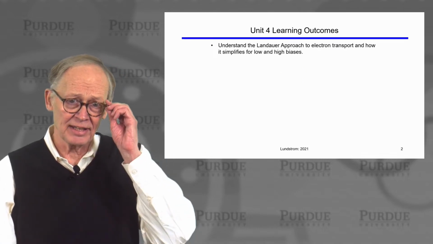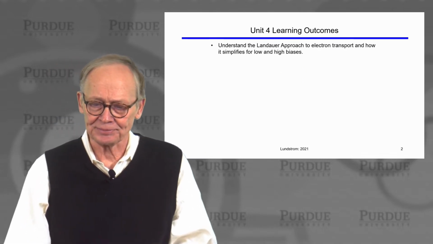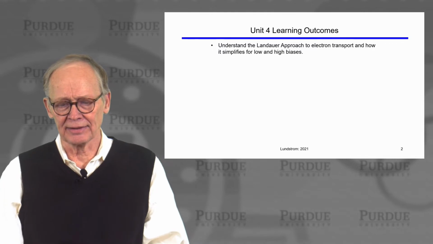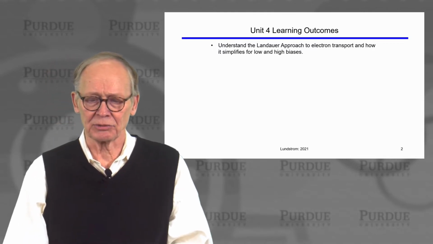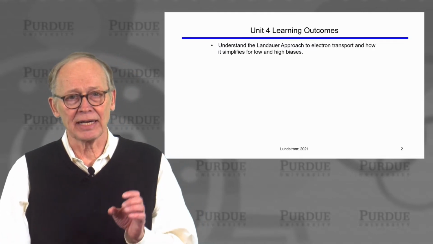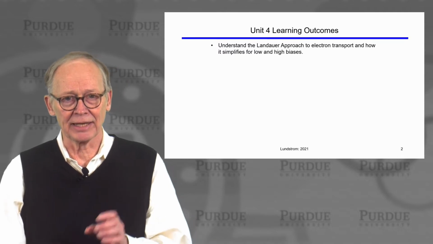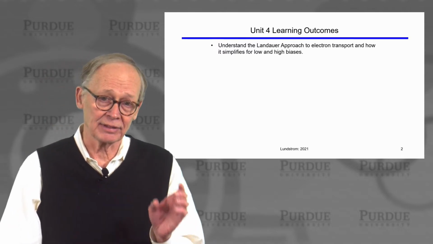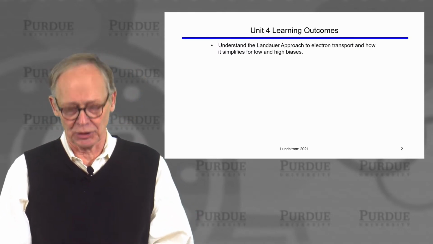These are the learning objectives that we set out with. The first was to understand this modern approach to electron transport, how it simplifies under low biases and high biases, so that we can apply it to the linear and saturation regions of MOSFETs.